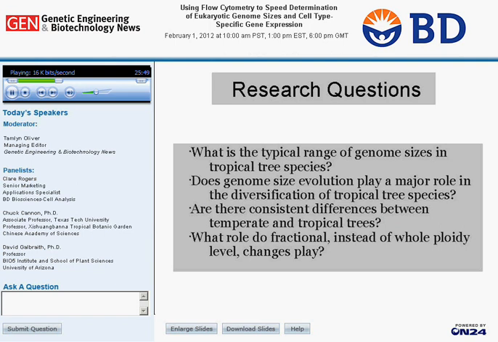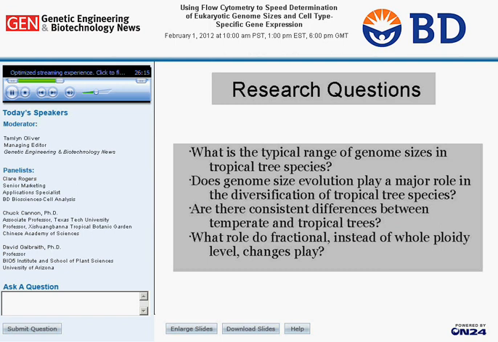So the research questions that we've been interested in addressing are fairly basic. For example, the first one, what is the typical range of genome sizes in tropical tree species? This kind of thing is not very well known, because the question of why are there so many species in tropical forests is a big one that we don't really have a good understanding of yet.